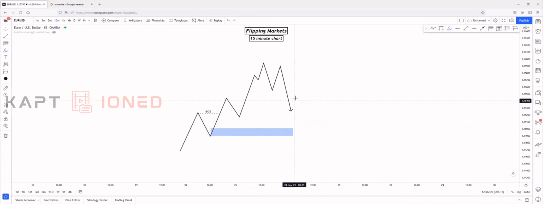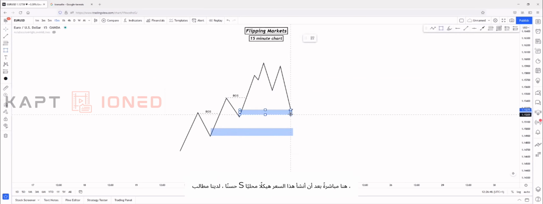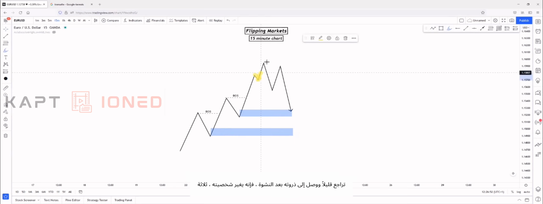Okay, we have the first demand zone right here. As you can see, price created another break of structure here on the upside, and let's say this also created an inefficient move. Okay, we have the second demand zone right here. After that, price created a little structure, a little pullback, and reached its high. After the high, it changed character to the downside here.